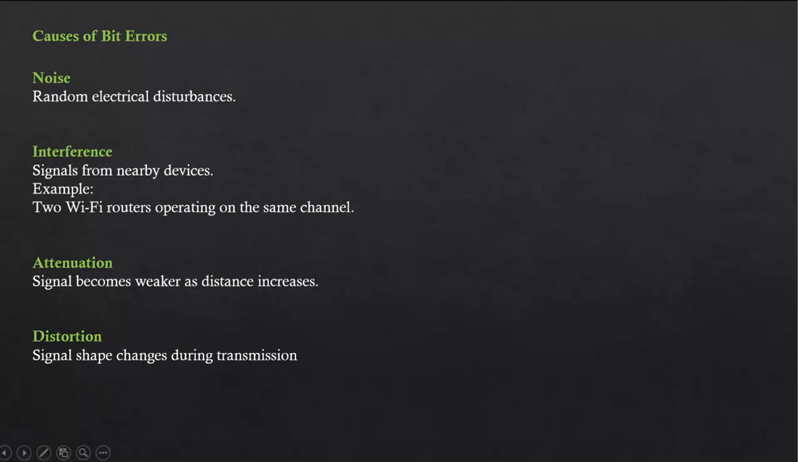SNR measures how strong and clean your signal is compared to unwanted noise, whereas BER measures the actual mistakes that happen as a result. A high SNR leads directly to a lower BER, ensuring fast, reliable data transfer across everything from 5G towers even to undersea optical cables.